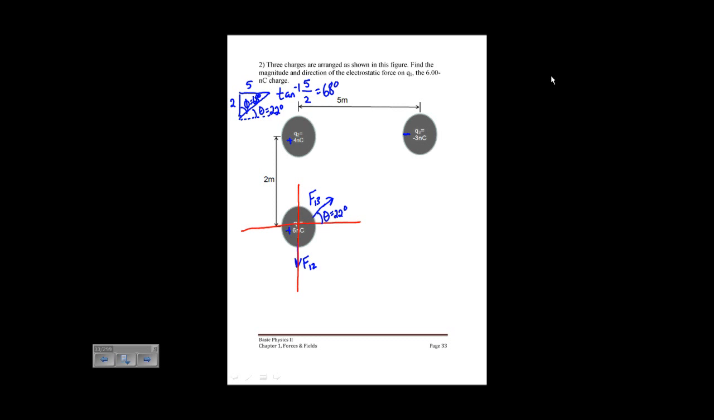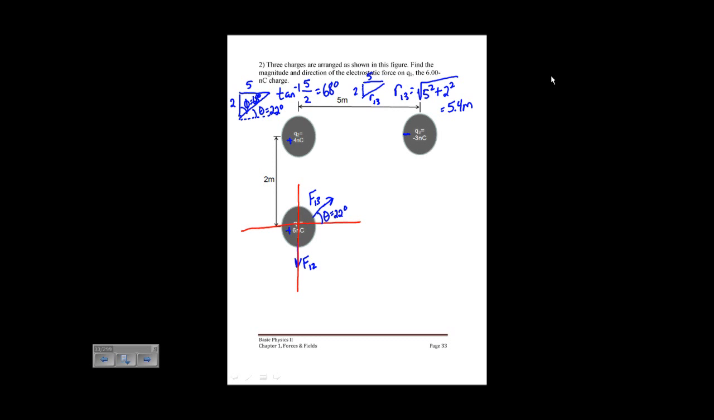We're also going to need to know the distance between particles 1 and 3. So let's just go ahead and do that. Again, I have a triangle that looks like this. This is 2. This is 5. I'm going to call this side R13. And R13 is just the square root of 5 squared plus 2 squared. That's from the Pythagorean theorem. And that's equal to 5.4 meters.